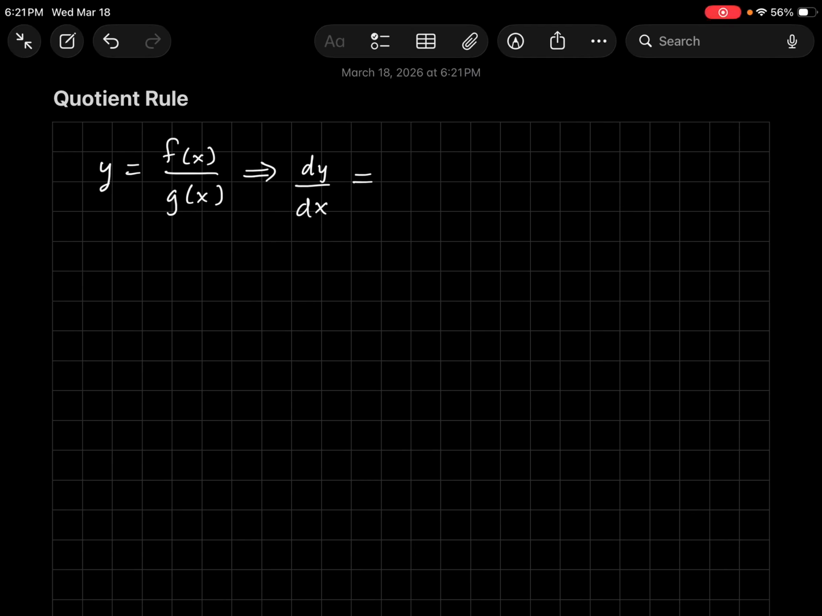The quotient rule for derivatives. Let y equal f of x over g of x. Then its derivative, dy dx, is not f prime over g prime, but is instead the following.